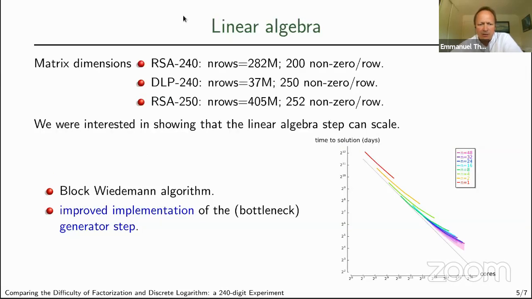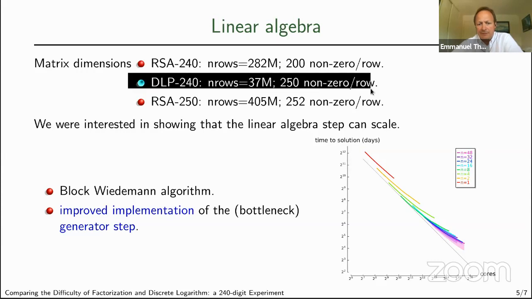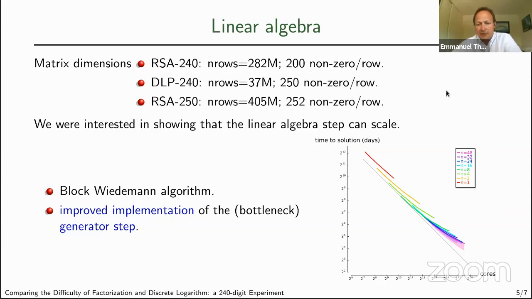Regarding linear algebra, here are the dimensions of the matrices that we encountered. These are large, sparse matrices. And the matrix for the DLP problem is much smaller because the DLP linear system is defined over a large finite field. So much of our effort was aimed at reducing this linear algebra dimension so that the task was feasible. What we show in our computation is that linear algebra at these sizes does scale.